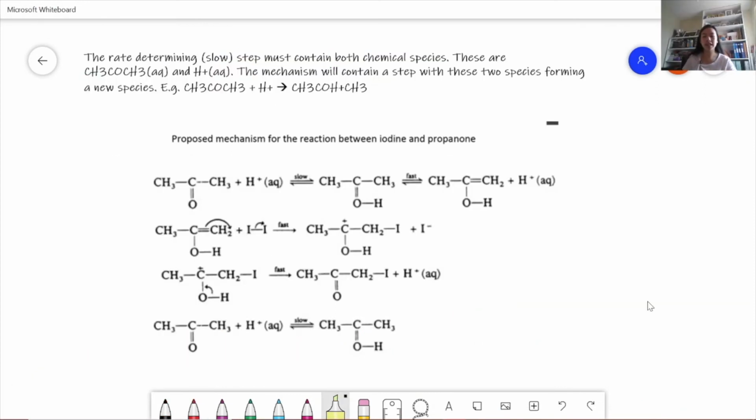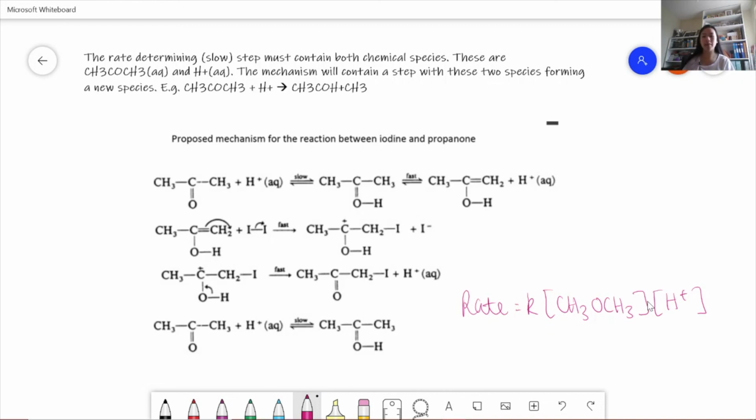From the experiment, because we've worked out the rate equation is rate equals k multiplied by the concentration of propanone multiplied by the concentration of H+, the H+ and the propanone must be in the slow step, the rate determining step. And so the mechanism will contain a step with these two species forming a new species. And this is how we can predict the reaction mechanism.